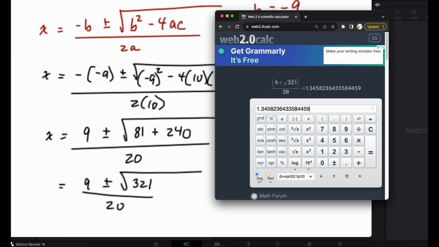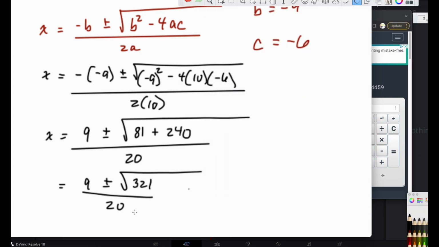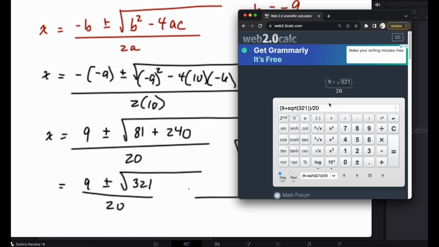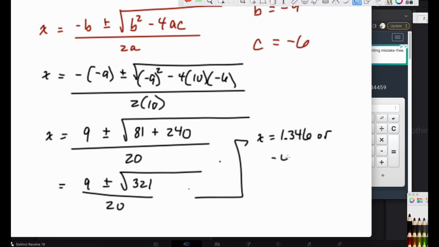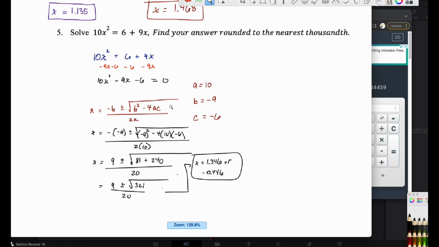1.346. 1.3458, so that's a 6. 1.346. So let's put it over here. X equals 1.346, or we got to do 9 minus the square root of 321 over 20, and that is negative 0.4458, negative 0.446. Okay, that's your solution for this quadratic for number 5.